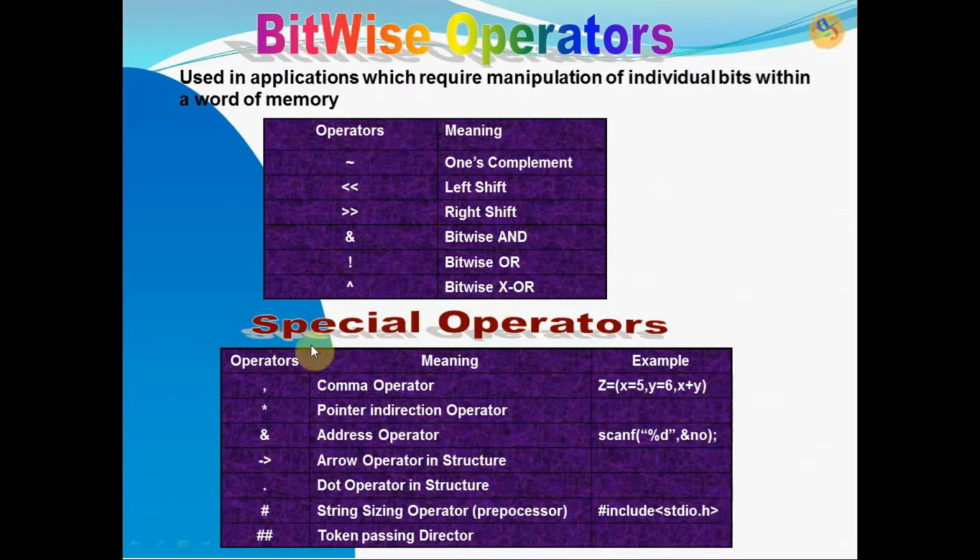The next one, special operators. A special operator is something special. The symbols: the comma operator, asterisk is the pointer operator, ampersand is the address operator, then the arrow operator is used for structures and pointers as well, the dot operator is for structures, the sizeof operator, and preprocessor operators, for example hash include, then double hash, the token pasting operator.